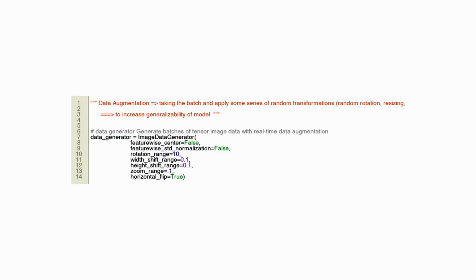The code above performs data augmentation, which is a technique to increase the generalizability of a model by applying random transformations to a batch of tensor image data. The data generator allows for real-time augmentation, meaning the transformations are applied as the data is being processed rather than pre-processing. The transformations applied include rotation, resizing, and shearing, which helps the model to better understand and classify images that may have different orientations or sizes. Additionally, features like feature-wise centering and standardization are disabled to prevent overfitting. This data augmentation technique helps to improve the performance and accuracy of the model.